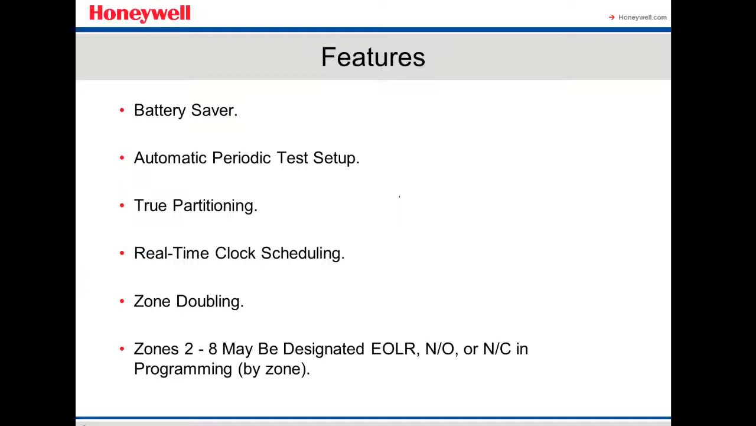Another feature is the battery saver, which you can enable in this panel. Automatic periodic test setup. You've got true partitioning. Real-time clock scheduling, so you can put the real time on the panel. Double zone doubling, we saw that. And from zone number 2 to number 8, they can be designated as end of line resistor, normally open, or normally closed in the programming. Number one is dedicated only for a fire device.